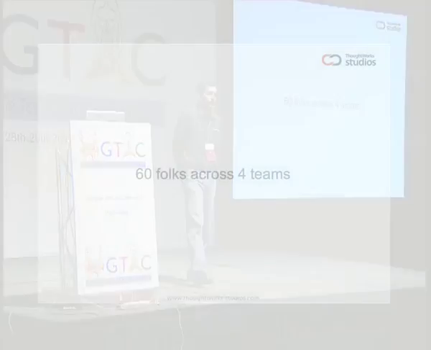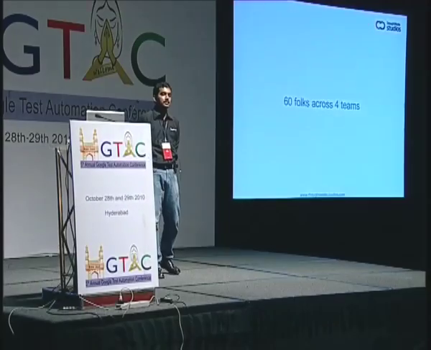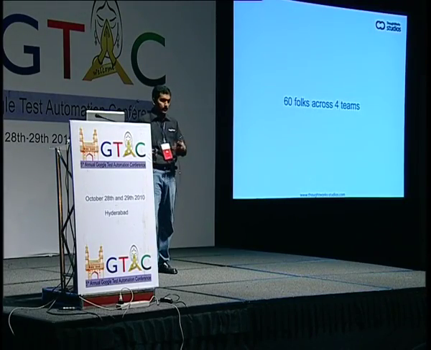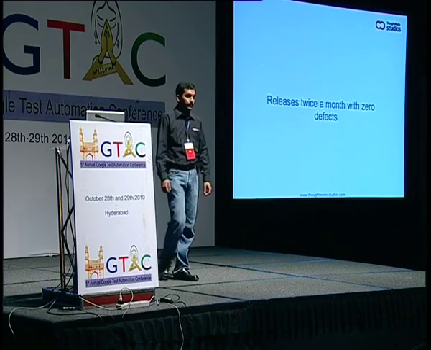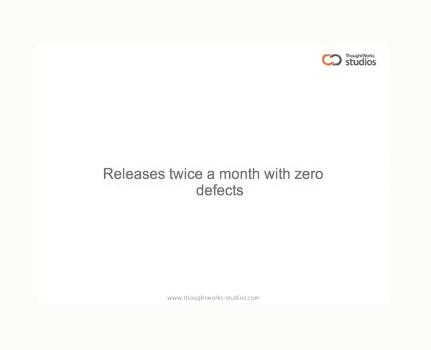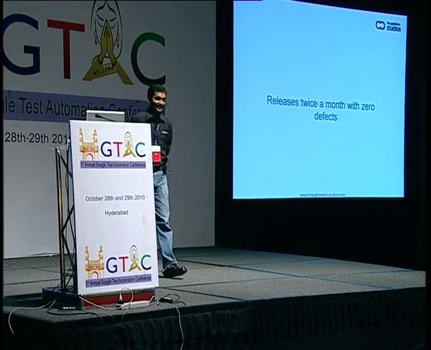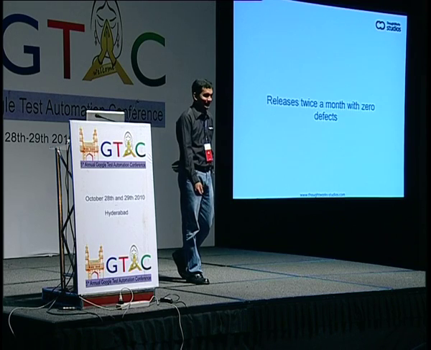Twist is currently used by around 60 folks across 4 teams, across a multitude of roles. That means business analysts, developers, and testers use it. They currently release twice a month with 0 defects. Now I know this is fairly contentious, but that's what they say. Okay, so this is not what I'm saying.